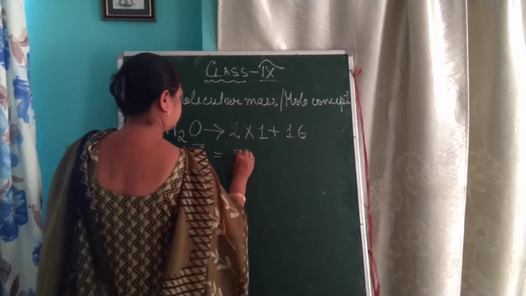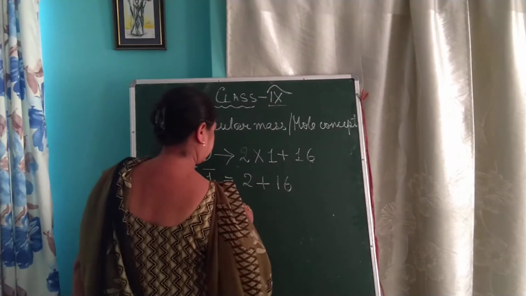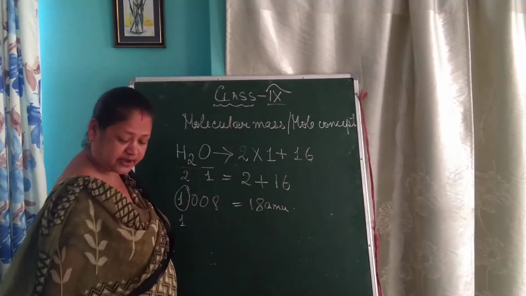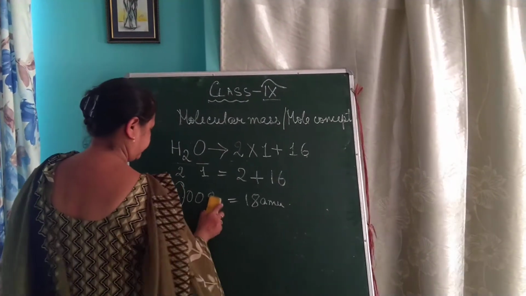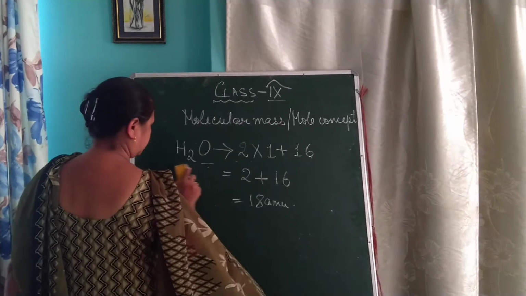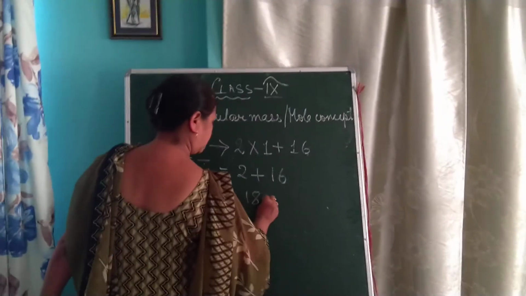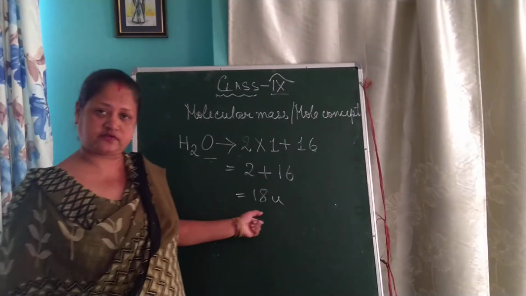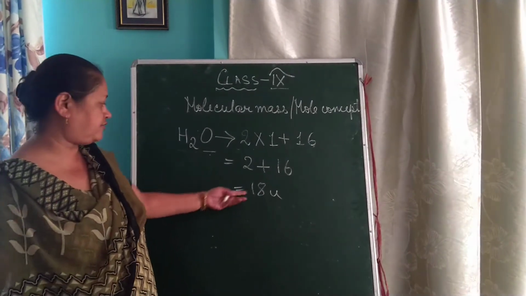So that gives you 2 plus 16, that will give you 18 AMU. So the molecular mass of water is, actually we write it as unified unit, that is 18 U. We do not write it as AMU. It has been modified to U by IUPAC.